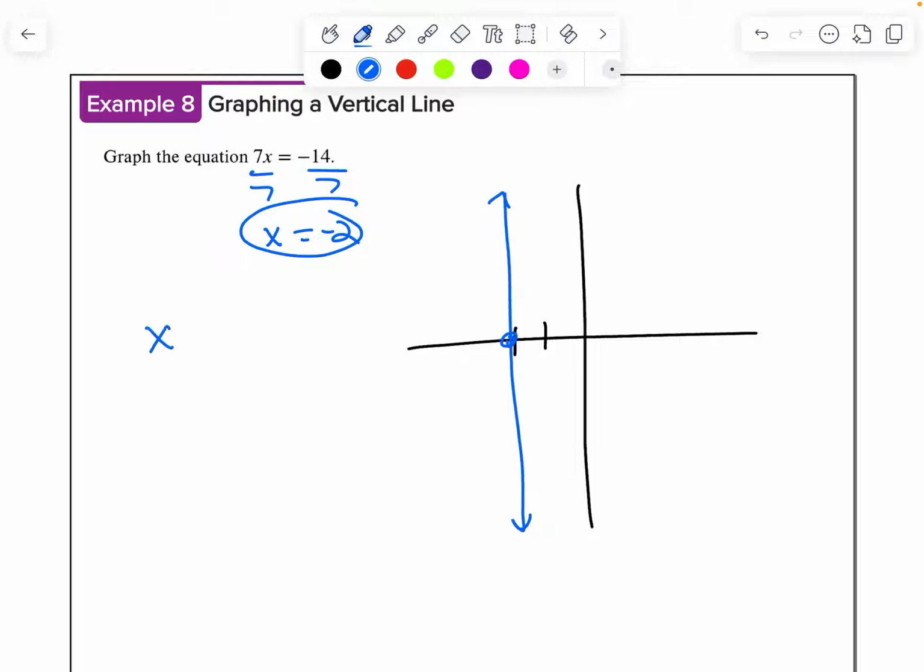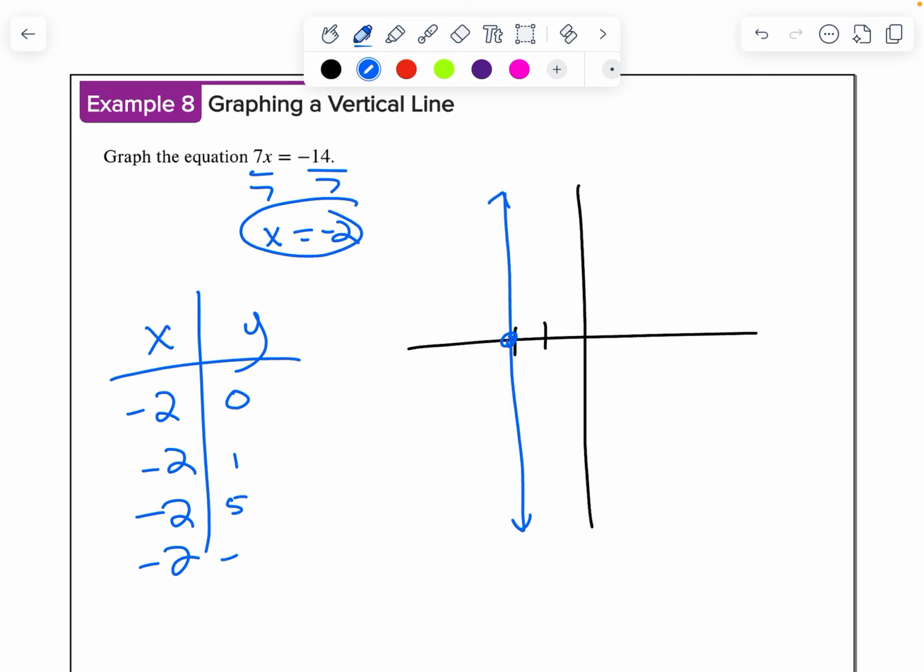because my t-chart would look something like this. x is negative 2 everywhere. x is negative 2, x is negative 2. I would have negative 2, 0, negative 2, 1, negative 2, 5, negative 1. It doesn't matter what numbers I pick, x is negative 2, right?